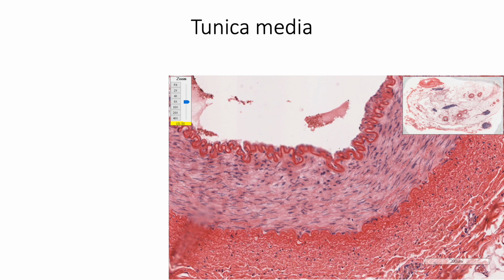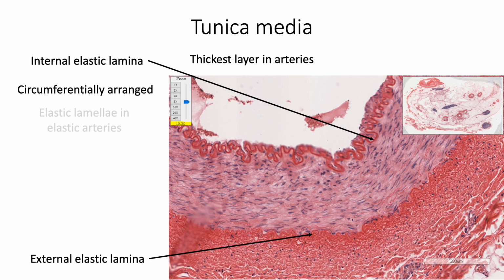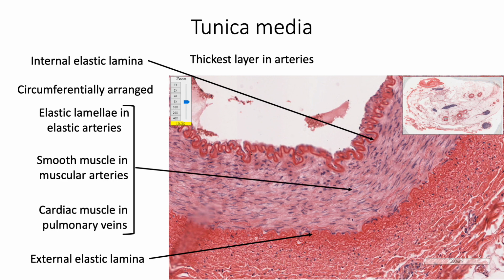Tunica media is the thickest layer in arteries. It extends from internal elastic lamina to external elastic lamina. It contains circumferentially arranged elastic lamellae in elastic arteries, or smooth muscle fibers in muscular arteries, or cardiac muscle in pulmonary veins, in addition to type 3 collagen fibrils, elastic fibers, and ground substance.